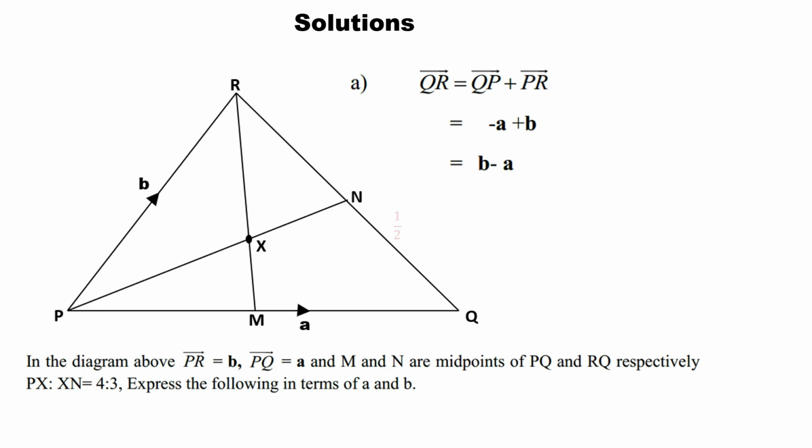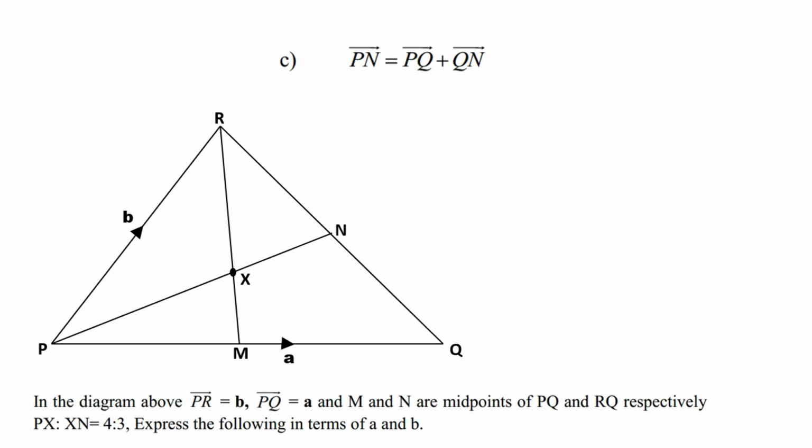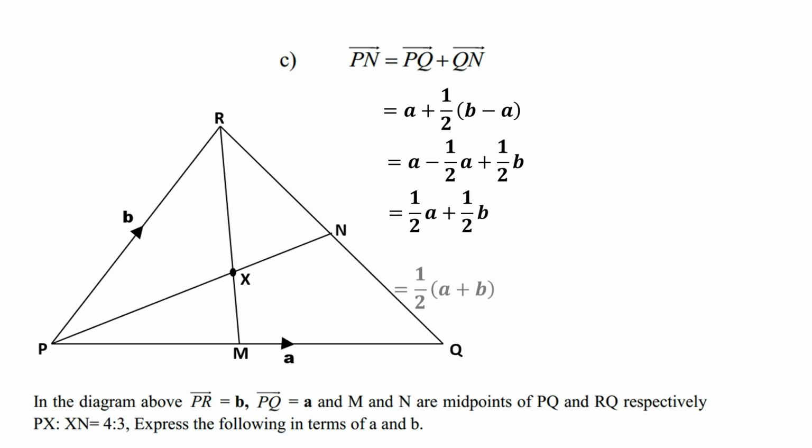Then for the second question, we need to find QN, but we have been told already that N is a midpoint, which means QN is half of QR. Hence QN equals half of b minus a. Going to the third solution, we are required to calculate PN, and it is clear that PN equals PQ plus QN. Hence it is a plus half of b minus a. If we rearrange, we get a minus half a plus half b, which will give us half a plus half b. We can also factor out the half and put a plus b in brackets.